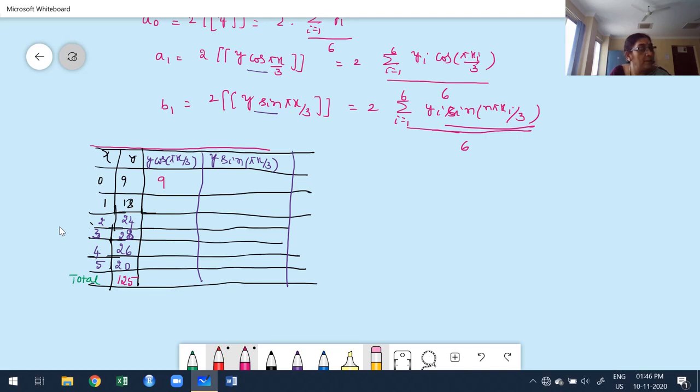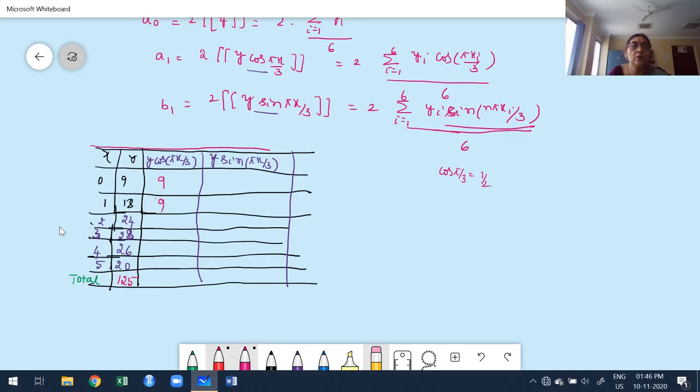Next, x is equal to 1, means cos of pi by 3. What is cos of pi by 3? Cos of pi by 3 is half. You already know that; that value you must know. Cos of pi by 3 is nothing but half. Half into the corresponding 18 is nothing but 9.